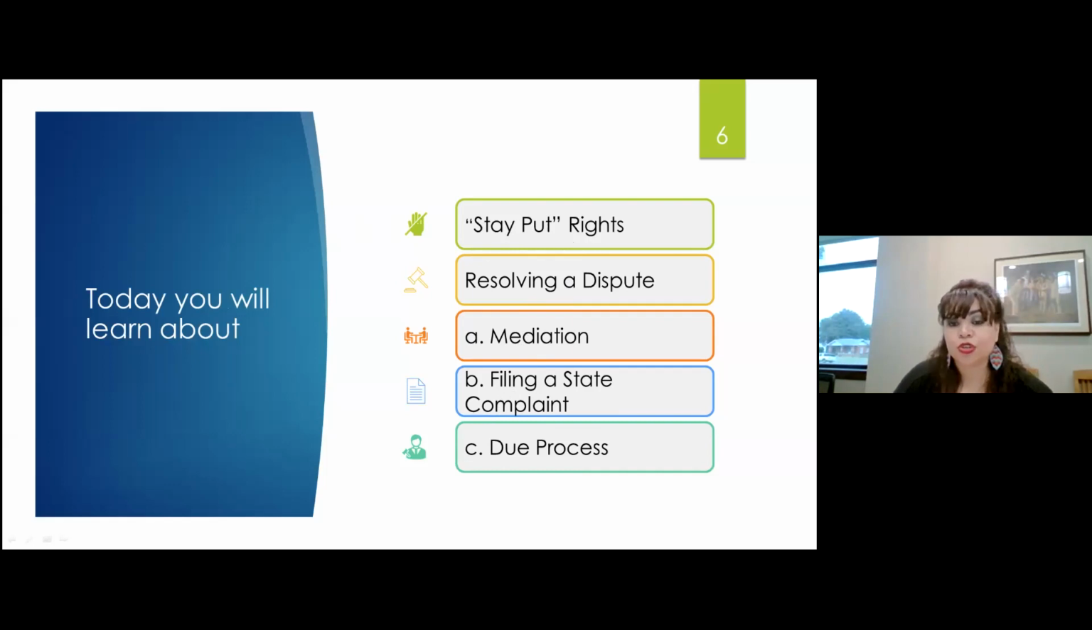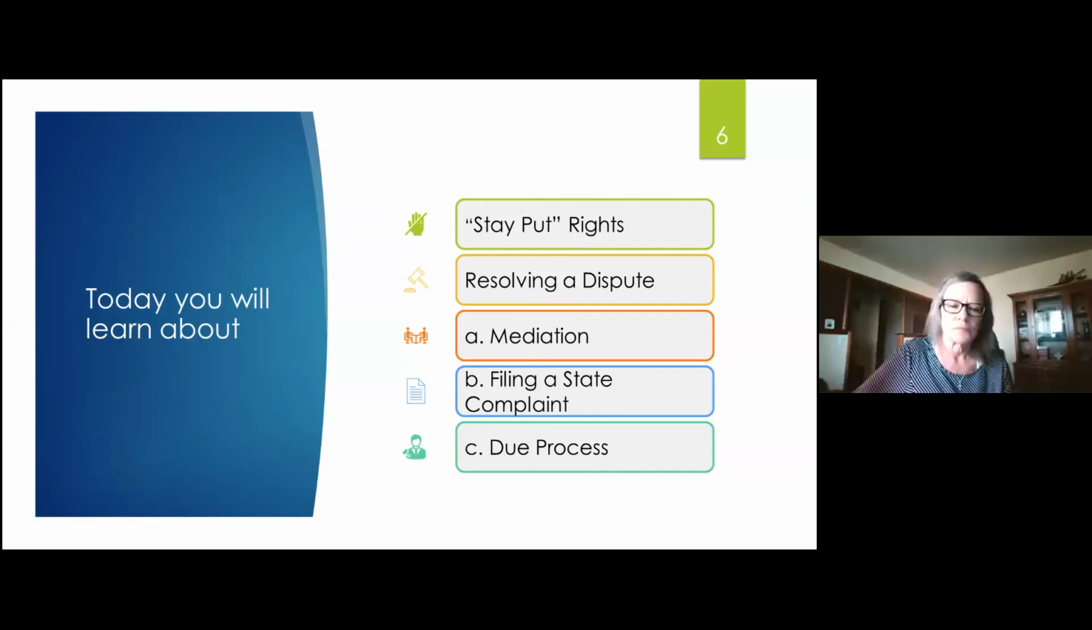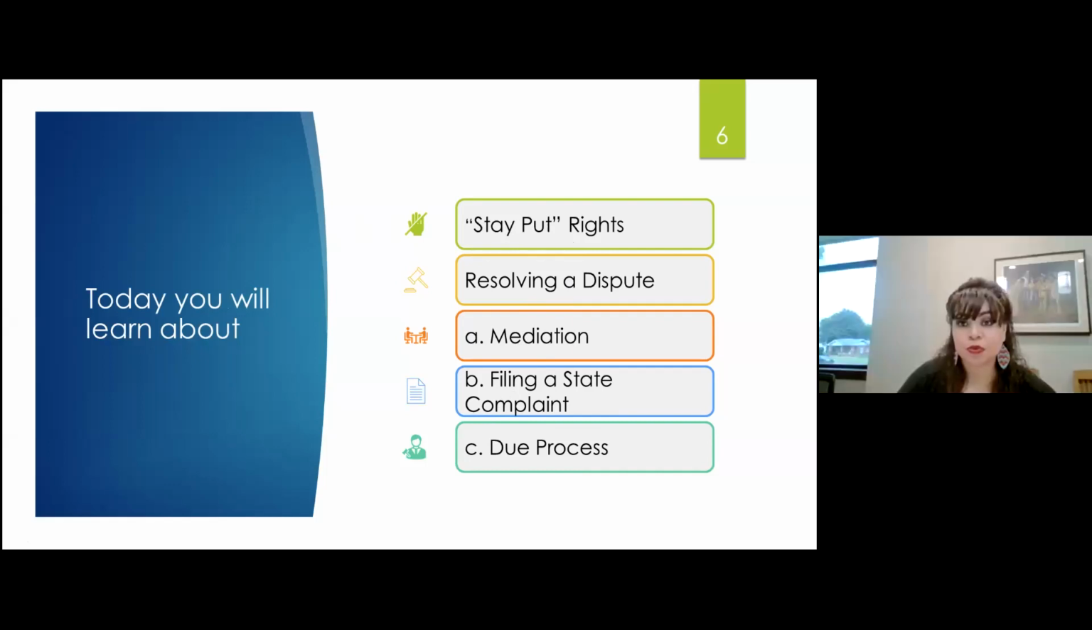These are options. You do not have to go in the order of mediation, filing a state complaint, or due process. This is just the three options you have under resolving a dispute. You may choose either or.